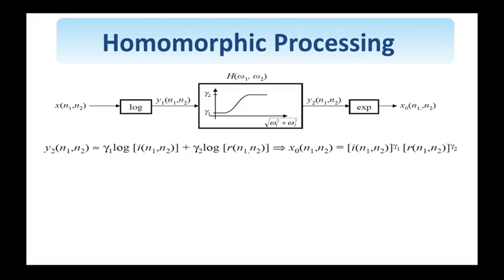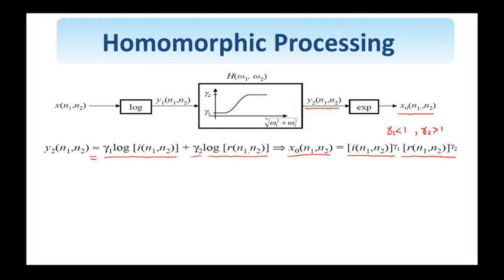So here's again the block diagram of the overall system, and summarizing, y2(n1,n2) is the output of the filtering operation here. So it's approximately equal to gamma 1 times the log of the illumination, plus gamma 2 times the log of the reflectance. And after exponentiation, my output, which I call x0 here, is the illumination component raised to the gamma 1 power times the reflectance component raised to the gamma 2 power. And gamma 1 is less than 1, while gamma 2 is greater than 1.